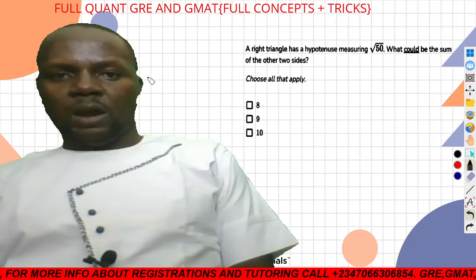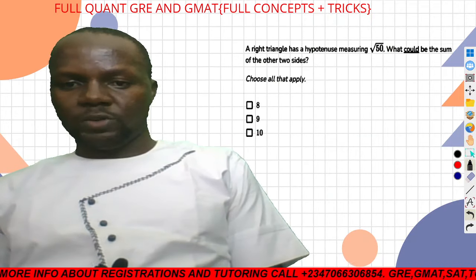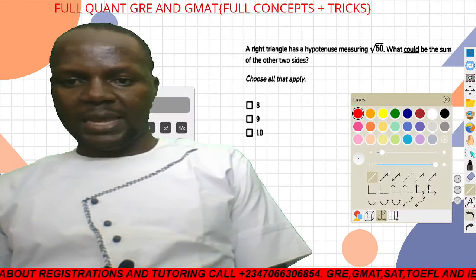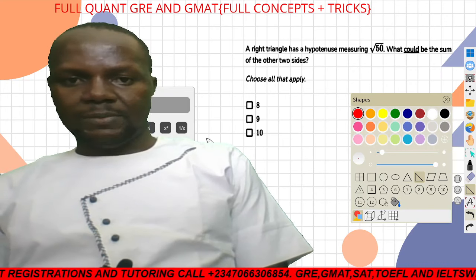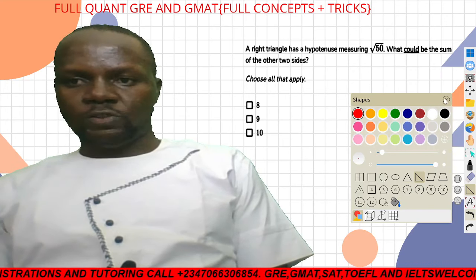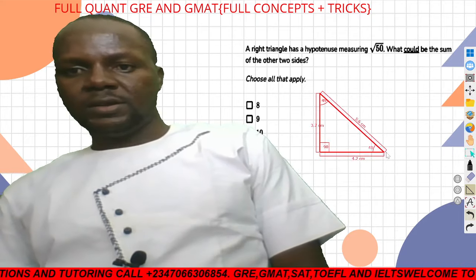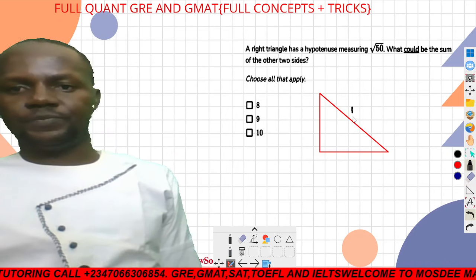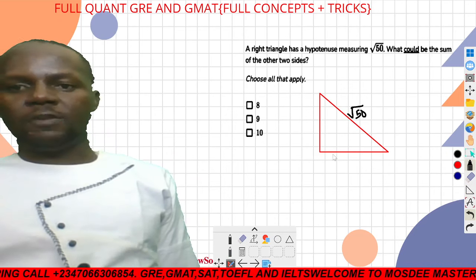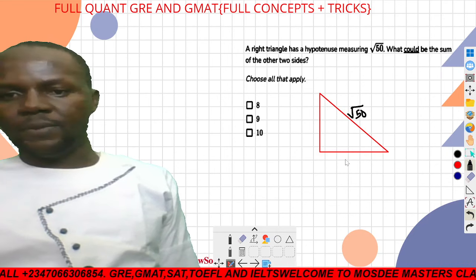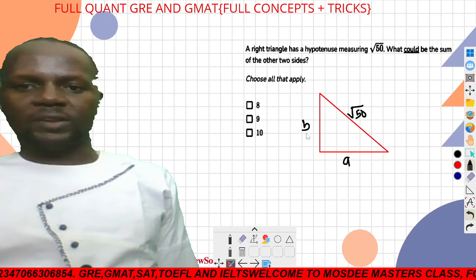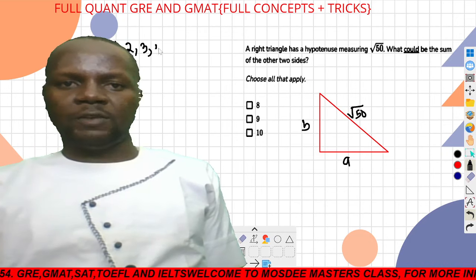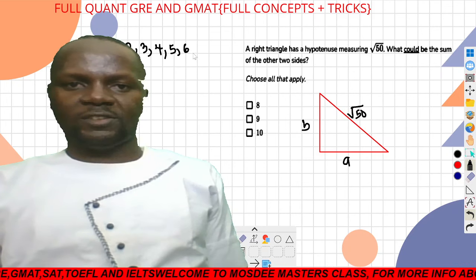For example, watch what I'm talking about. Let me draw this out for you guys. There's a right angle triangle, as you can see. If this side is root 50, I'm looking for A and B whose squares can give me 50. So what I will write down is just a set of numbers: 1, 2, 3, 4, 5, 6, and 7.